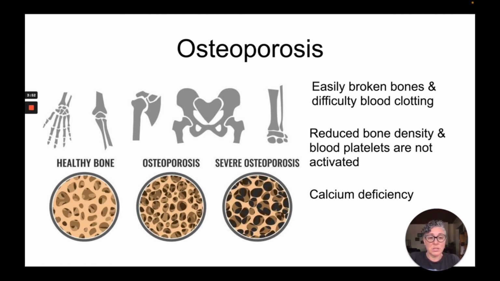Now, in addition, we did talk about the fact that calcium can affect blood clotting, and so that is not osteoporosis, but you do need to know that a calcium deficiency is going to result in difficulty blood clotting. This is because the blood platelets, which start the whole process of blood clotting, which we will learn about later, those blood platelets are not activated. Calcium in the blood activates the blood platelets, and so therefore then the process of healing a wound would begin.